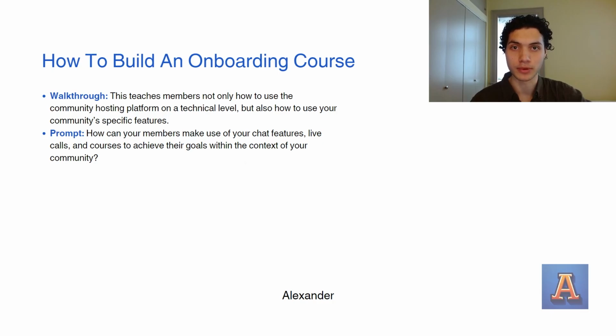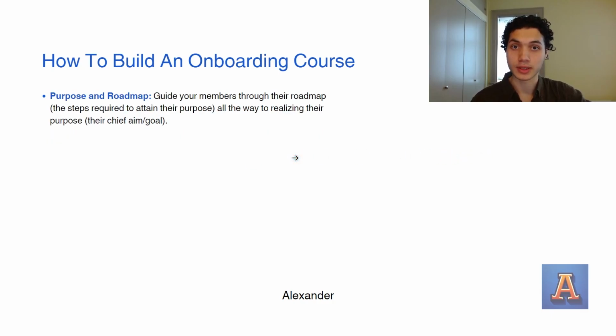The next thing that you're going to want to consider in your onboarding course is a purpose and a roadmap. So you want to guide your members through their roadmap, which are the steps required to attain their purpose, all the way to realizing their purpose, which is their chief aim or goal. So your members joined your community because you promised them some kind of transformation. You basically said in all of your marketing materials that this community is the number one tool that you're going to use to achieve this particular goal, right?